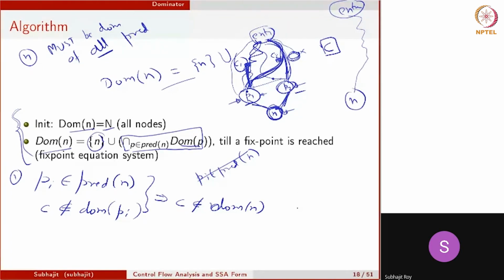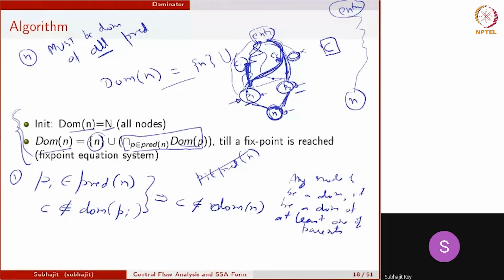So it means that for any node to be a dominator, it must be a dominator of at least one of its parents.